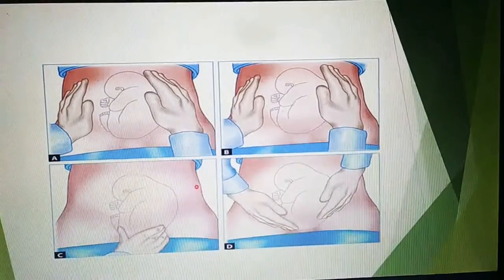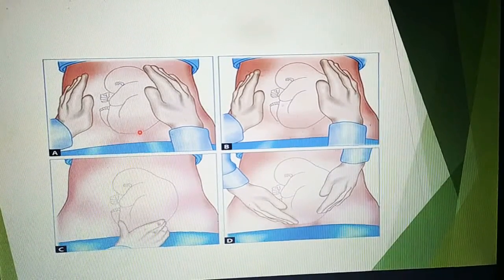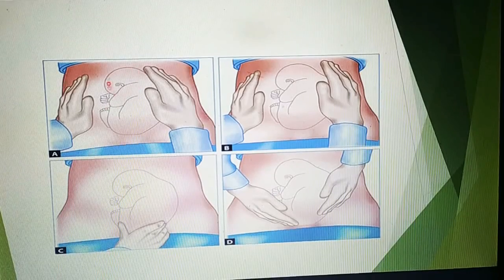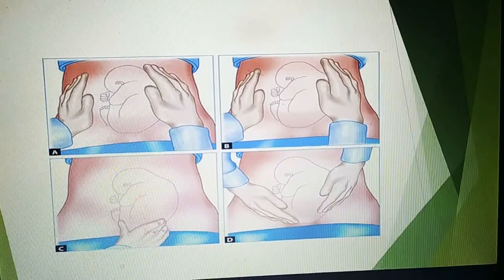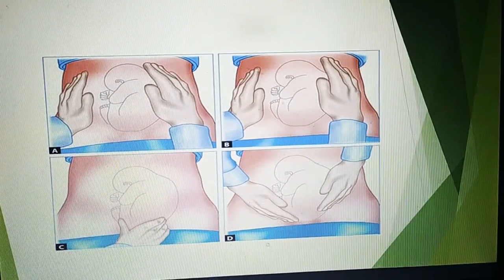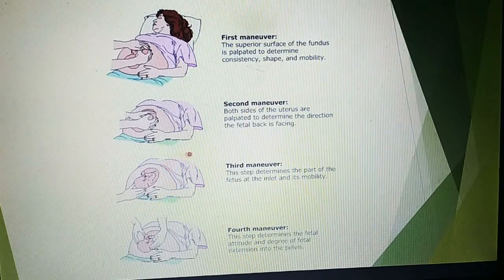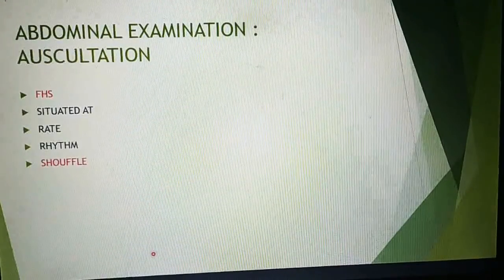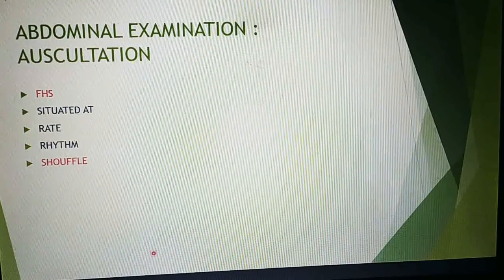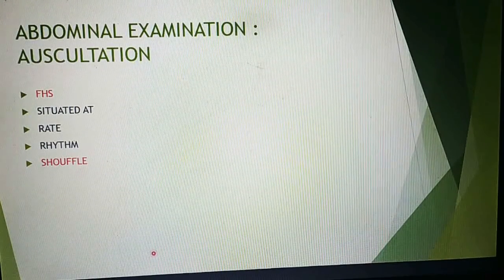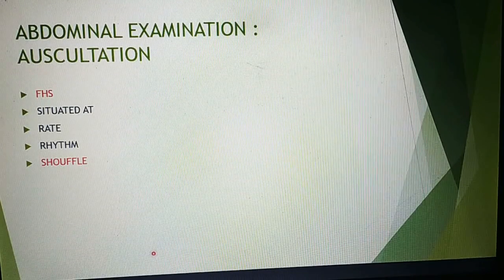So that is all about Leopold maneuver or grip, obstetrical grip examination. So this is first fundal grip, that is lateral or umbilical grip, second grip, that is third grip, pelvic maneuver or first pelvic grip, and that is second pelvic grip or fourth Leopold maneuver. So these are the obstetrical grips, first, second, third and fourth. Another thing in palpation, in case of previous history of caesarean section, you should note down any scar tenderness.